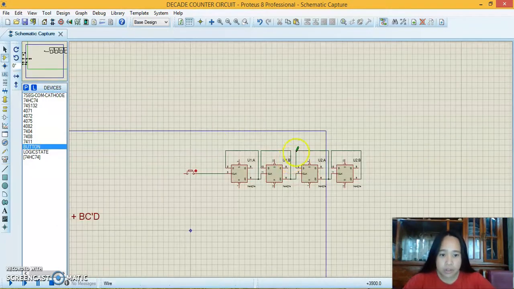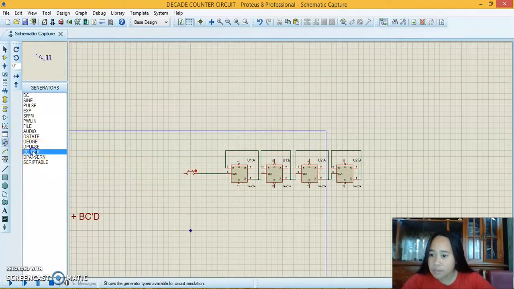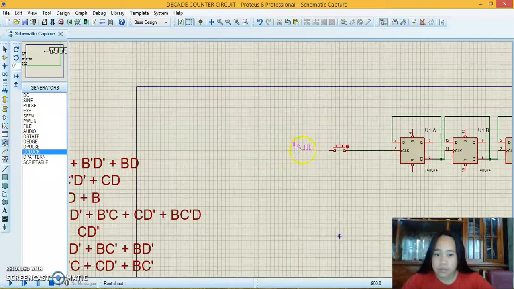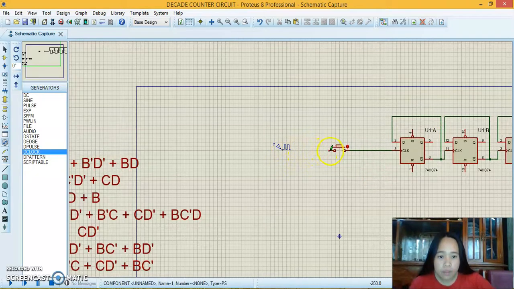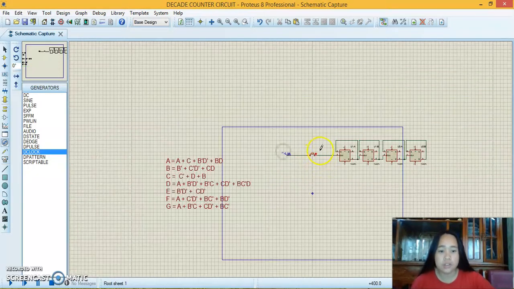In order for it to operate, we need a voltage. So we need a DC clock, and it will be the one to give a voltage here. Let's connect this one here.